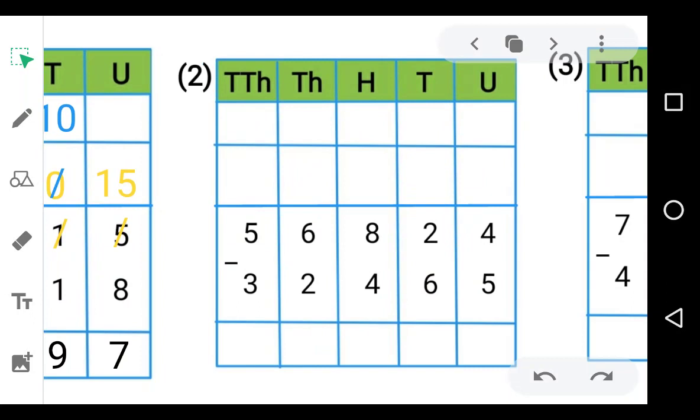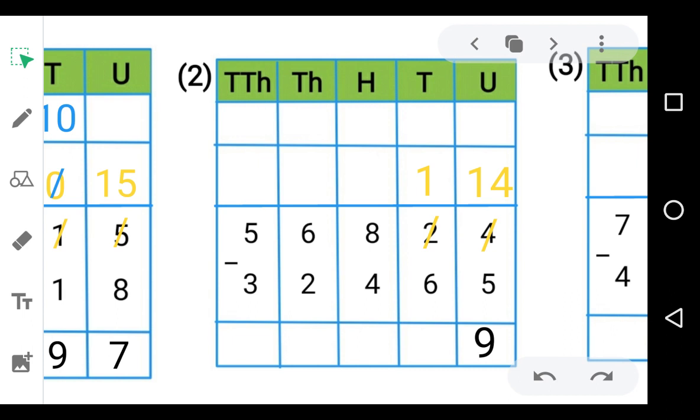In the next one the numbers are given 56,824 and 32,465. So see, at the unit place, here we have to subtract 5 from 4. But we cannot subtract 5 from 4. So borrow 1 from the tens place. At the tens place, 2 will be 1, and at the unit place 4 will be 14. 14 minus 5, 9.